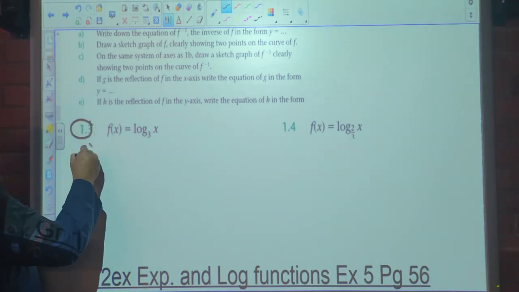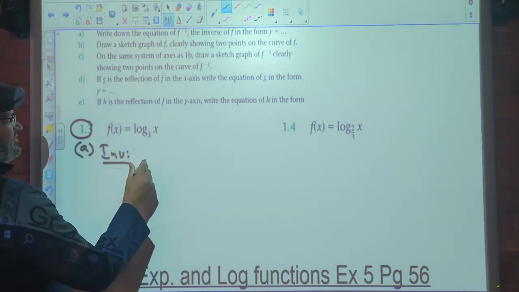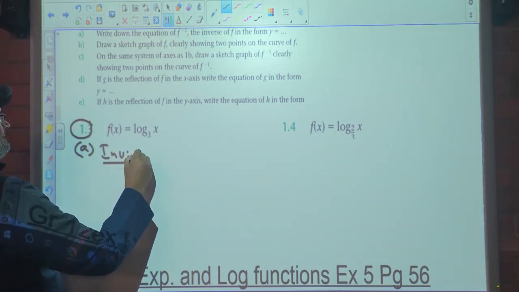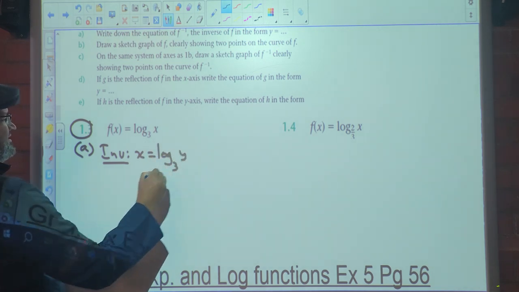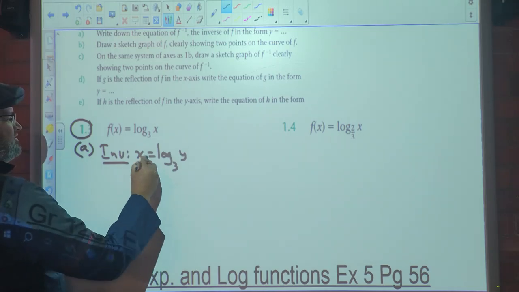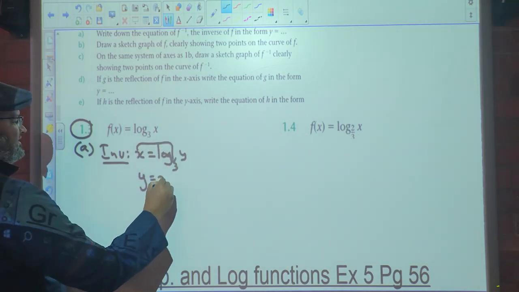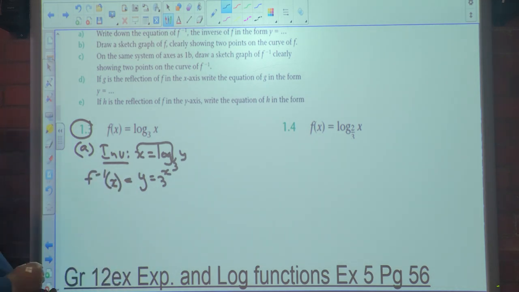Firstly, we have to do the inverse. What do we do for the inverse function? We interchange x and y, not so. So we say x is equal to log y base 3. So therefore, y is equal to 3 to the x. And that's the inverse function of it.